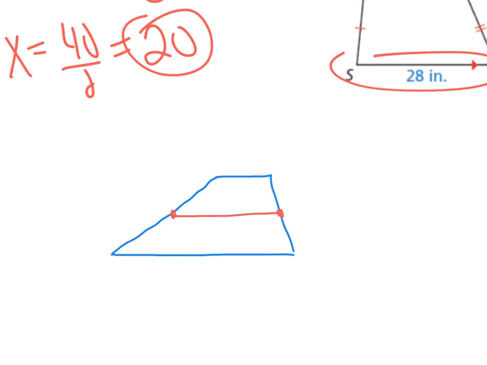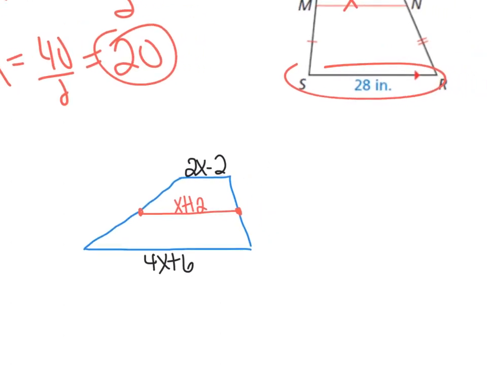If I said that the base up on the top is 2x minus 2, the base on the bottom is 4x plus 6, and my mid-segment in the middle is x plus 12, and I wanted to figure out what x is, I would have to average my bases.